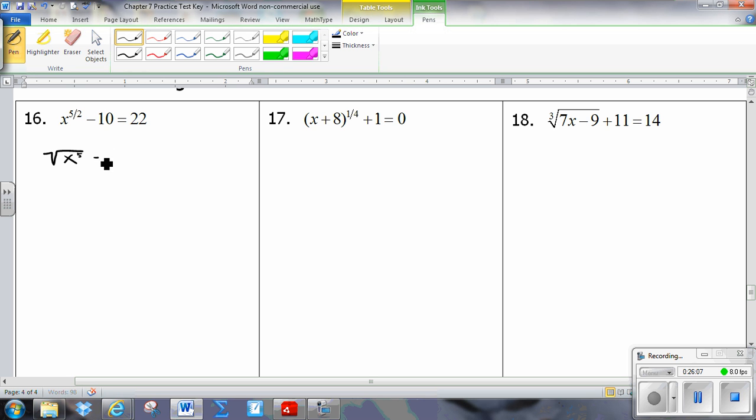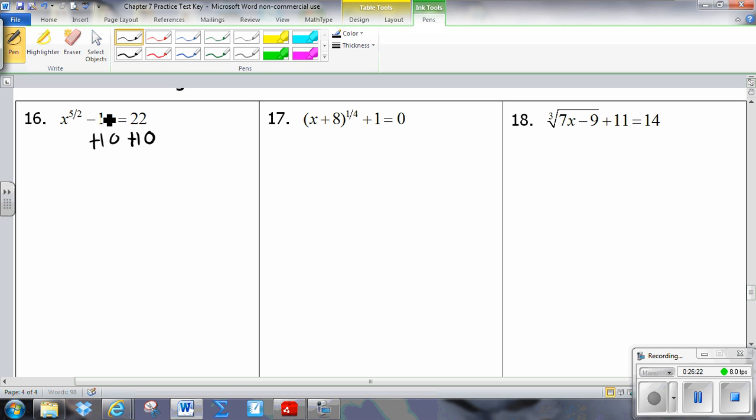I'll put it on the inside. Minus 10. You know what? I'm going to show you guys how to do this without doing that. Warning, I erased. Yeah, that was kind of a late warning, but too bad. Okay, so minus 10 plus 10 plus 10. These cancel. That's going to be x to the 5 halves equals 22 plus 10 is a 32.